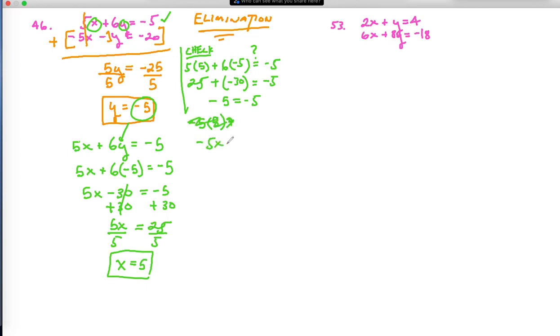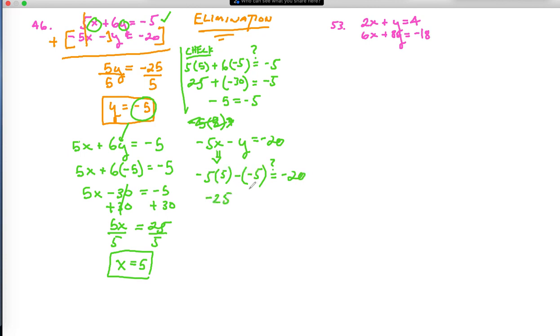Negative 5x minus y equals negative 20, alright? But now instead of writing x, I write 5. So it's negative 5 times 5 minus y is negative 5, and I should get negative 20. So negative 5 times 5 is negative 25.